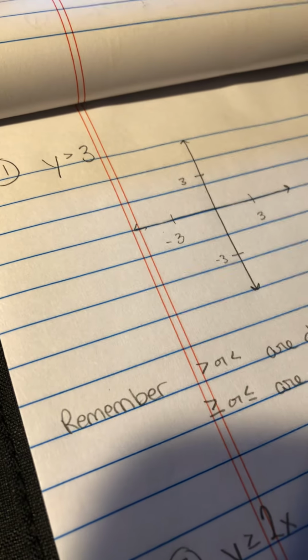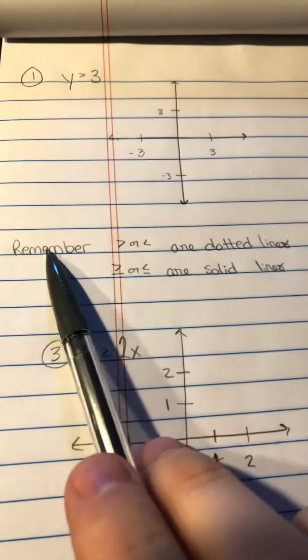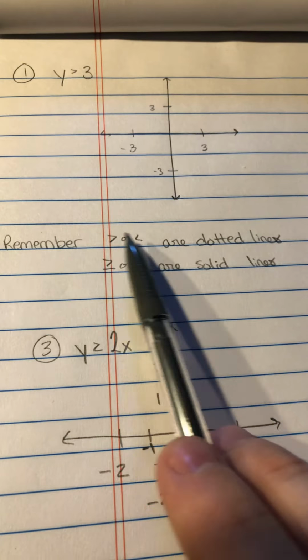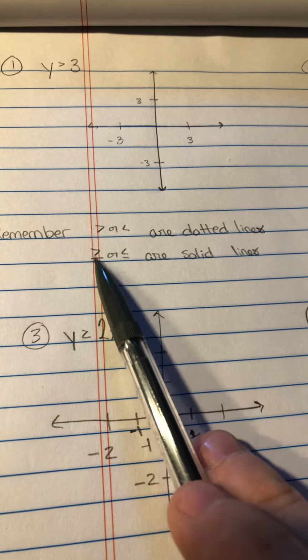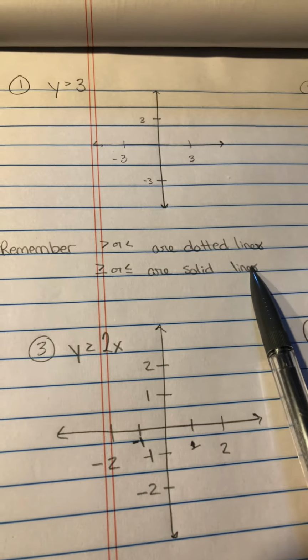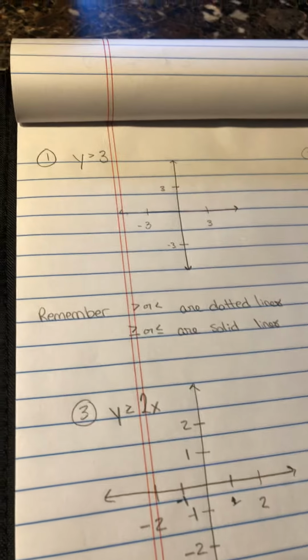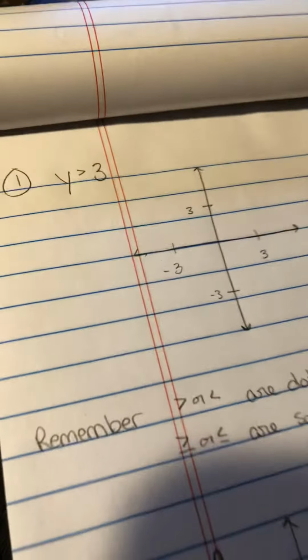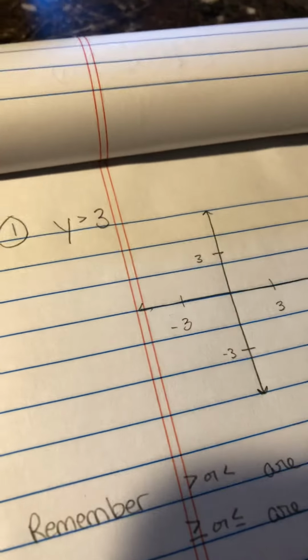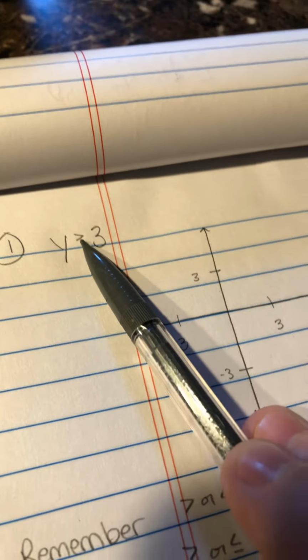I think the most important part of the lesson, I've got it written down right here. If you want to pause and make sure you write it down, remember that just greater than or less than signs are the dotted lines, and then greater than or equal to, when they have the equal to, they'll be solid, so solid lines. We're going to do 2 of these, and then I'll come back and do a few more with you in the next video. So looking here, we have y is greater than 3.